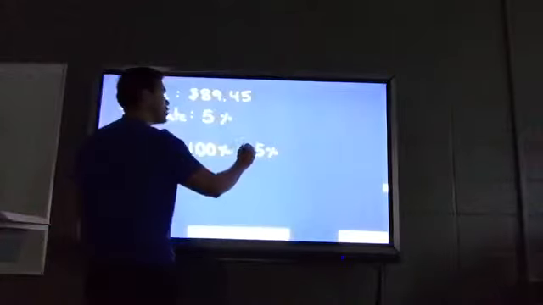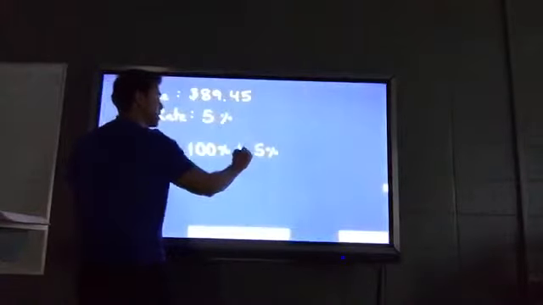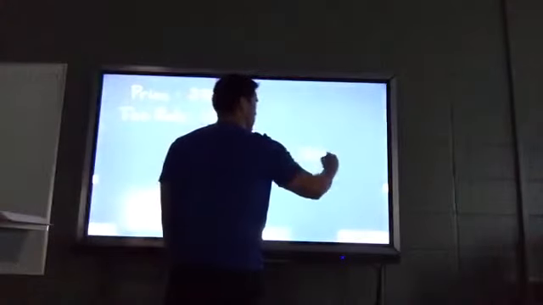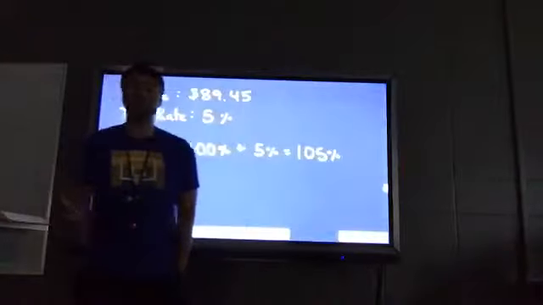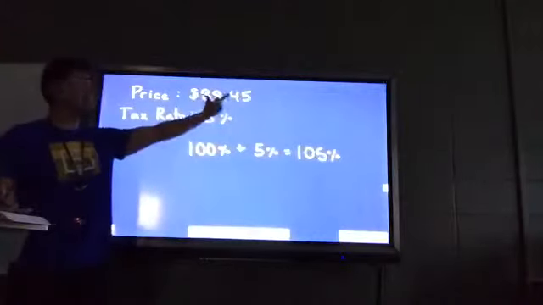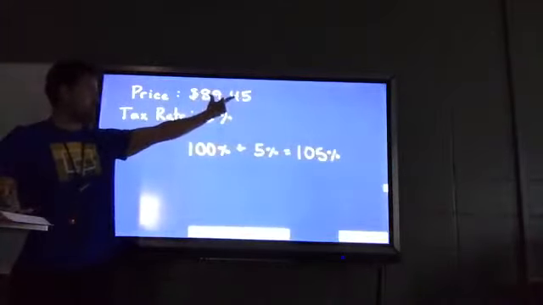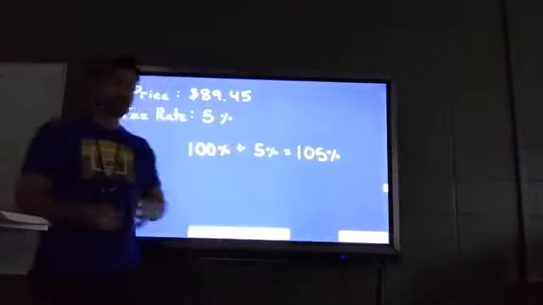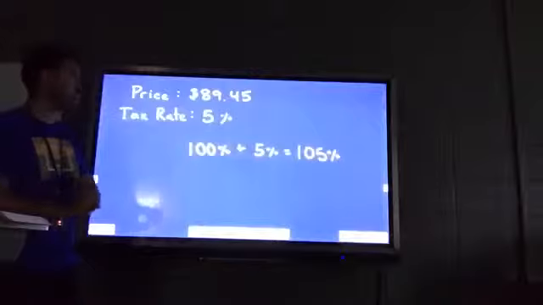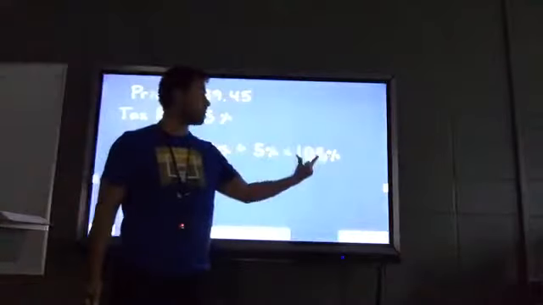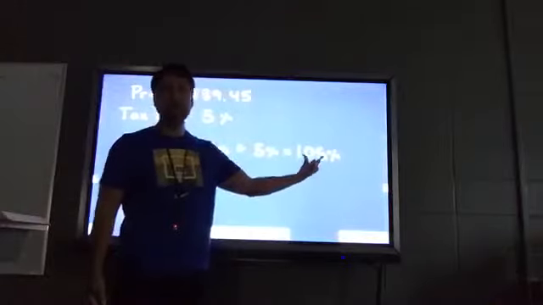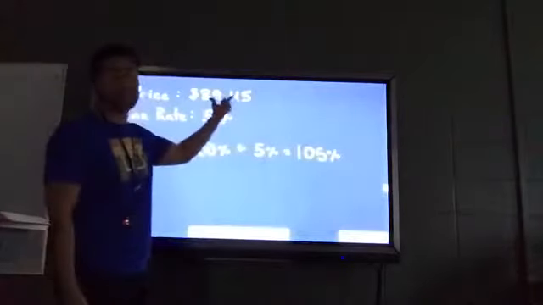When you add those two percentages together, what number do you get? You get 105%. Really what you're doing is you're paying 105% of the price of that item. So with that makeup kit, you paid 105% of the price that was labeled on that tag. So here's what my problem is now. I'm paying 105% of $89.45.